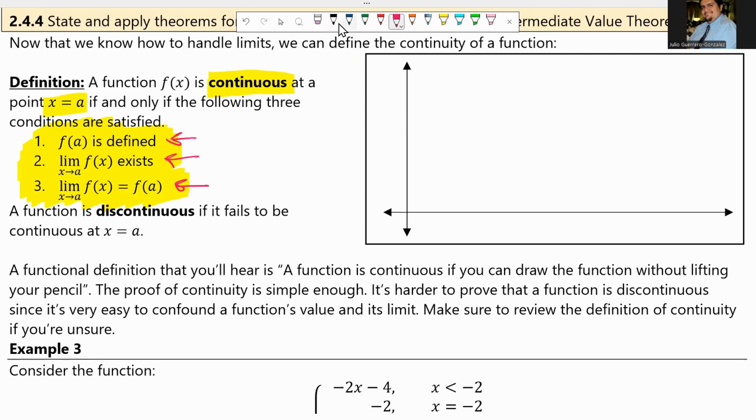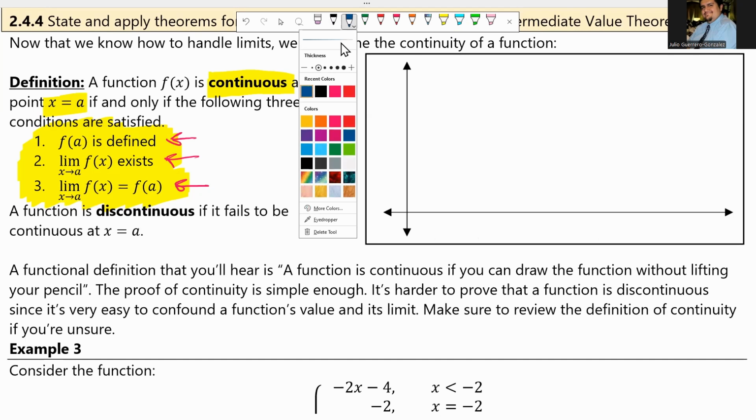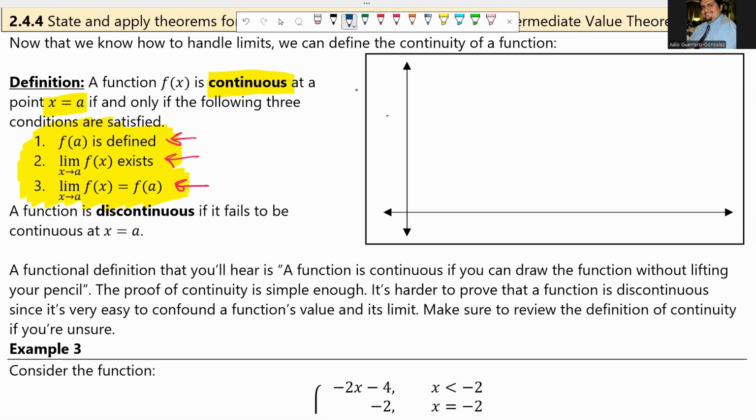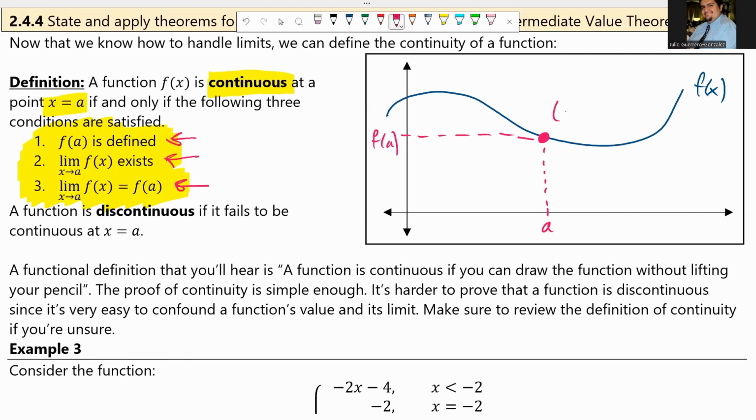So if you look on a graph, I'm going to graph something here. Here's f of x, and we want to approach a value right here, let's say a. In this case, I am calling this f of a, so this point is a comma f of a.